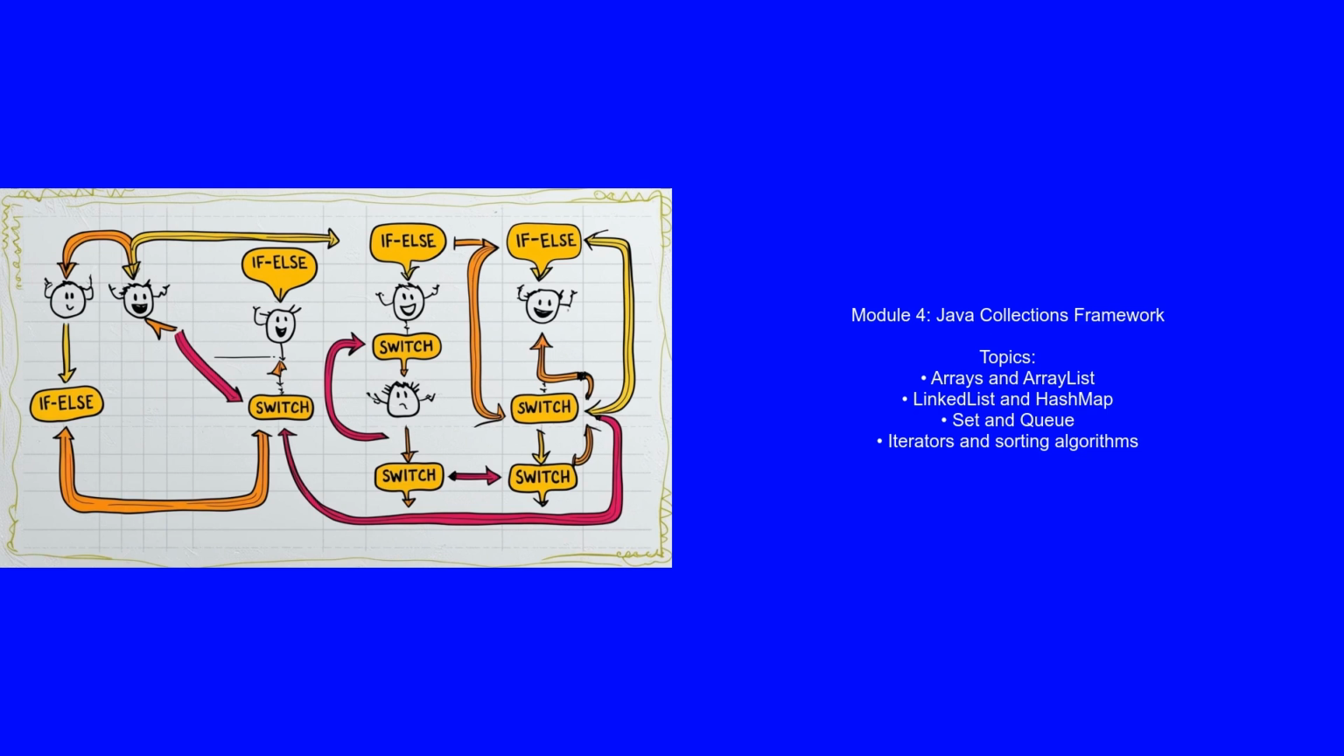Then, we'll discuss set and queue. Sets are useful for storing unique elements, while queues follow the first-in first-out (FIFO) principle for data retrieval. Lastly, we'll touch on iterators and sorting algorithms. Iterators help us traverse through collections, while sorting algorithms allow us to organize our data efficiently. So, buckle up and get ready to explore the Java Collections framework with us in Module 4.